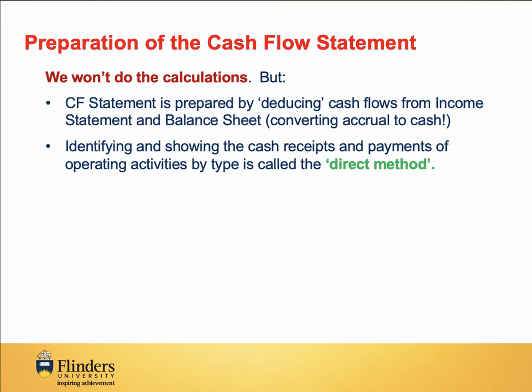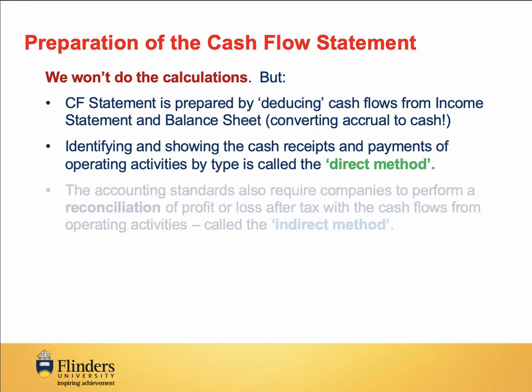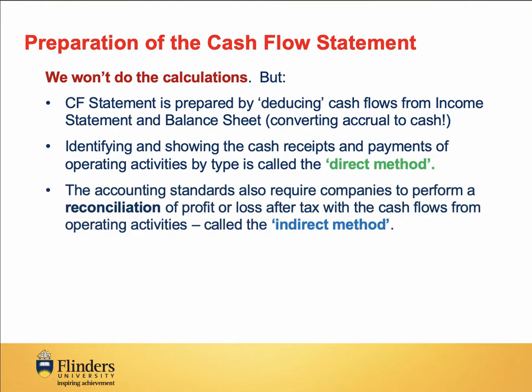So, the cash flow statement is prepared by deducing cash flows from the income statement and the balance sheet, so by converting the accruals to cash. Identifying and showing the cash receipts and payments of operating activities by type is called the direct method of preparing the cash flow statement. But there's also an indirect method of preparing the cash flow statement.